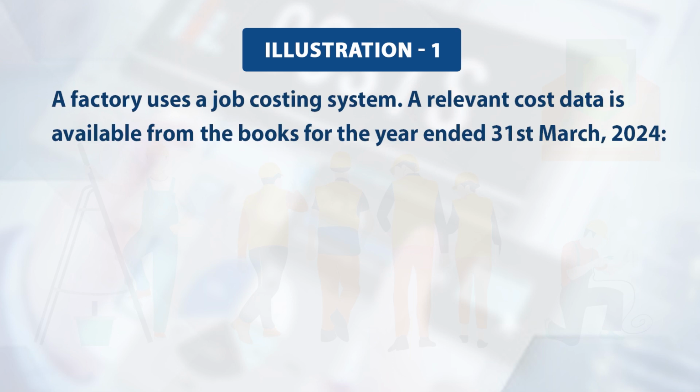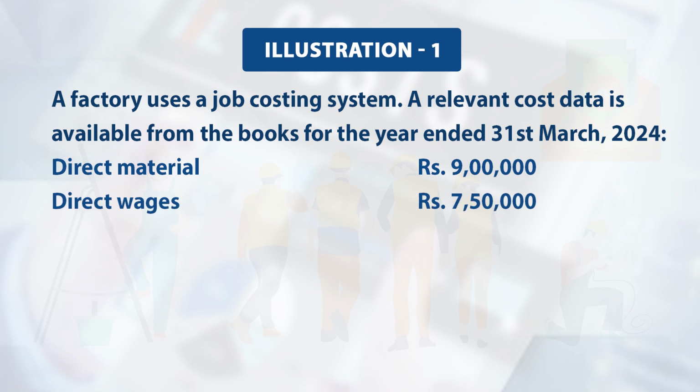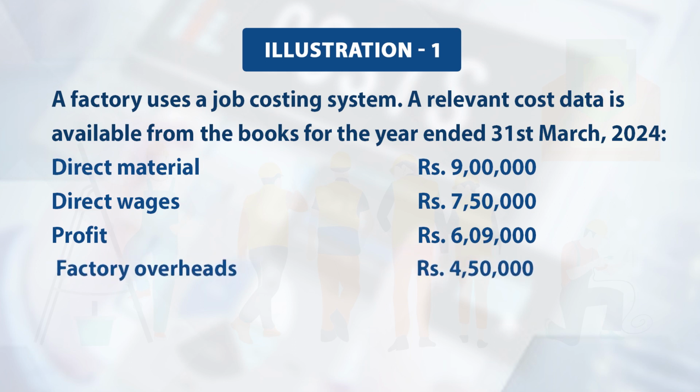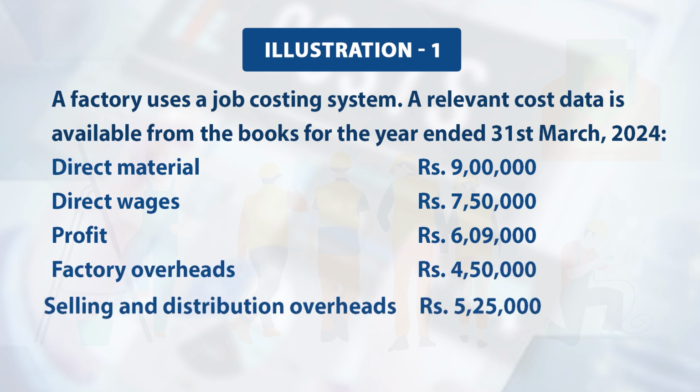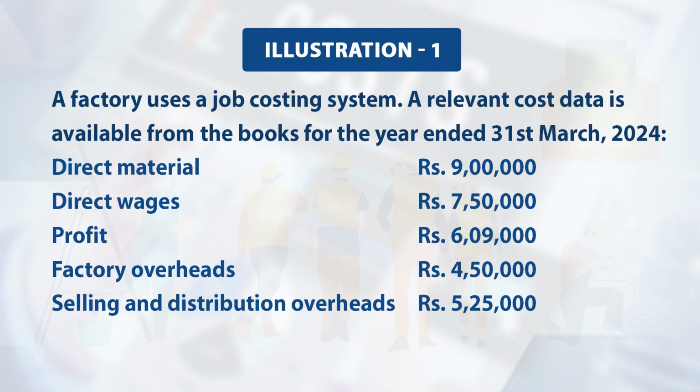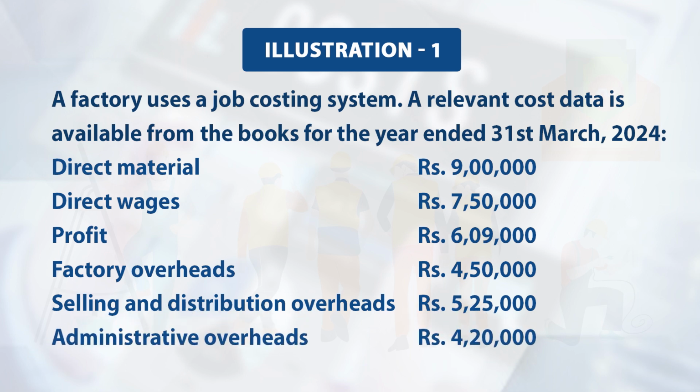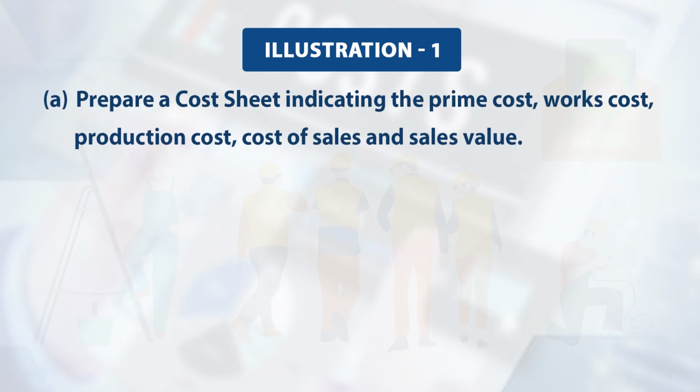Let us understand illustration 1. A factory uses a job costing system. Relevant cost data is available from the books for the year ended 31st March 2024. Direct materials rupees 9 lakh, direct wages rupees 7 lakh 50,000, profit rupees 6 lakh 9,000, factory overheads rupees 4 lakh 50,000, selling and distribution overheads rupees 5 lakh 25,000, administrative overhead rupees 4 lakh 20,000. Prepare a cost sheet indicating the prime cost, works cost, production cost, cost of sales and sales value.